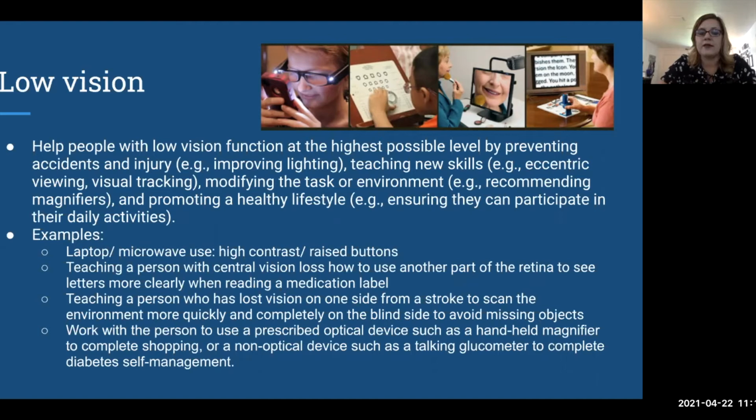Some examples of interventions for low vision include laptop and microwave use, so providing high contrast raised buttons. We could teach a person with central vision loss how to use another part of their retina to scan a medication label effectively. We could teach a person who has lost vision on one side of their body from a stroke how to scan the environment more quickly and completely on the blind side to avoid missing objects or an increase of falls. And we can work with the person to use prescribed optical devices such as handheld magnifiers to complete shopping, or a non-optical device such as a talking glucometer for a patient with diabetes.